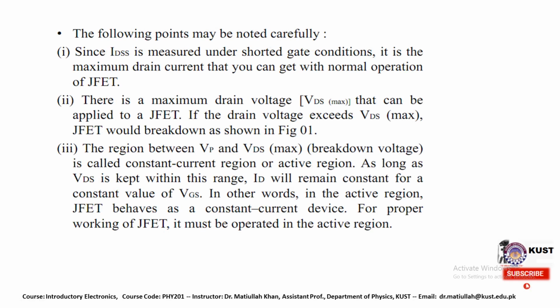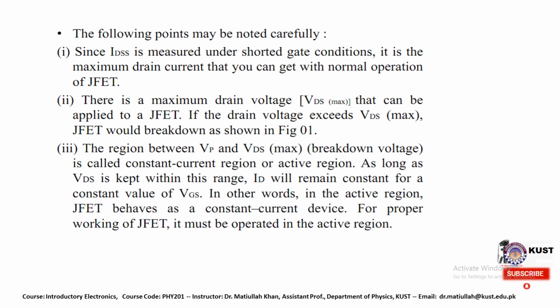So there is a maximum drain voltage that can be applied to junction field effect transistors. This particular region between the VP and VDS is actually the breakdown region. Between the VP, that is the pinch off voltage, and the breakdown voltage is called the constant current region, as I had already mentioned in the figure.